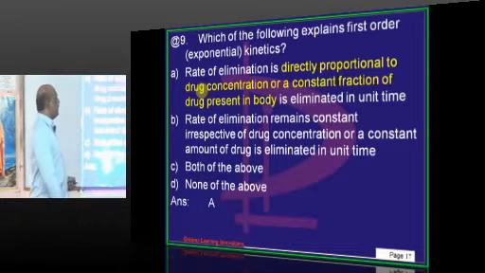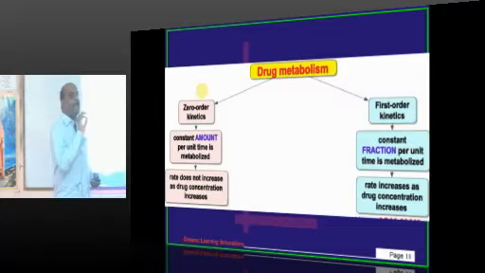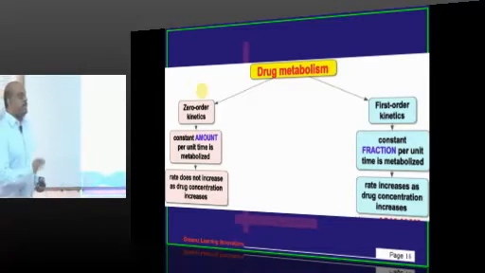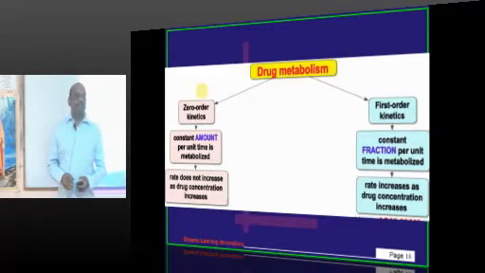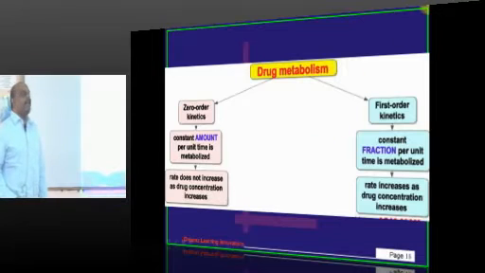So now let us talk about first order kinetics. There are basically two types of kinetics, doctor: zero order kinetics and first order kinetics. What is zero order kinetics? It is like a government job.